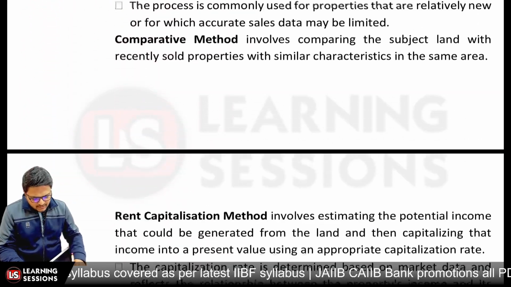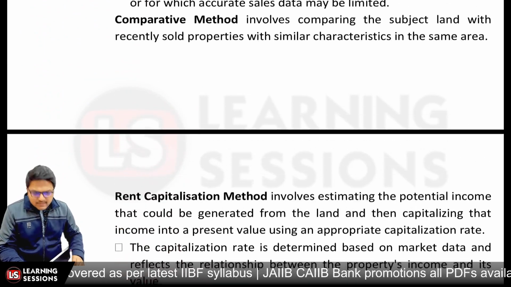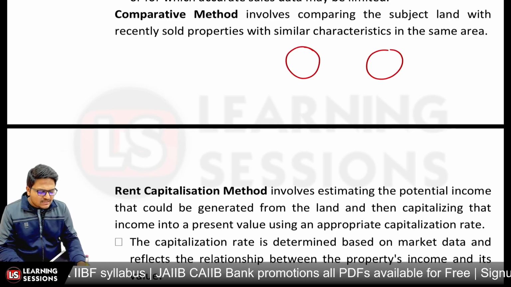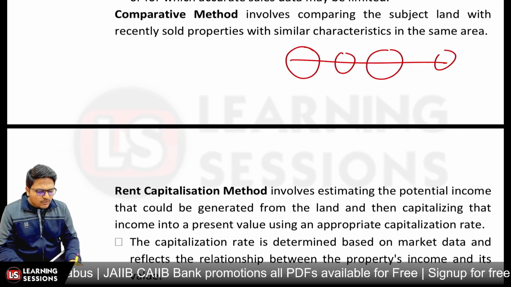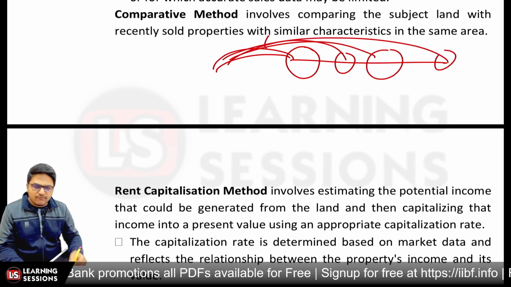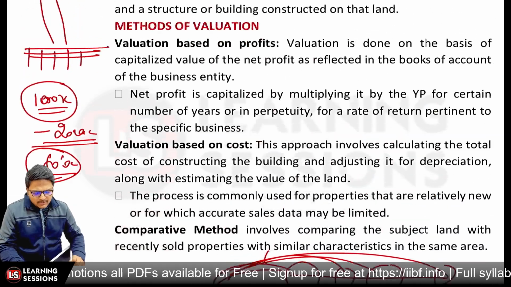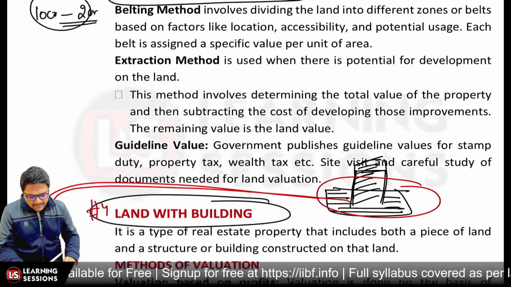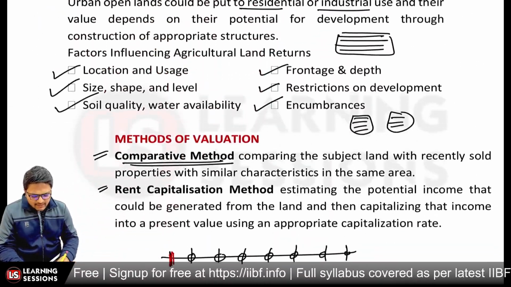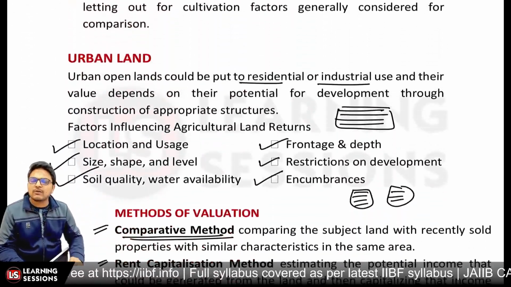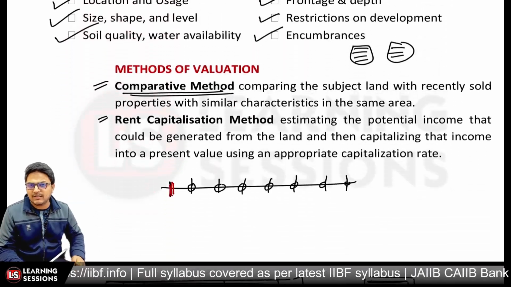So under land with building, we are having three methods, and the fourth method is related to the rent capitalization method. Whatever rent you have been receiving for that particular building, we are going to calculate the present value of the same, and by using this method we can calculate the value of that particular building, right? So under land with building we are having four methods, under urban land we are having five methods, and for agricultural land we are having two methods for calculating the valuation of the land over there, right?